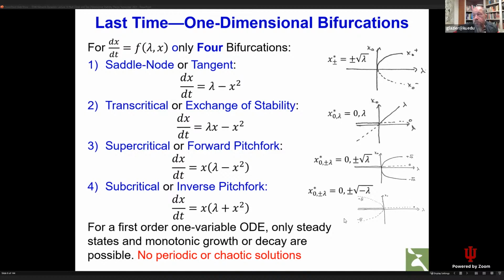The subcritical one simply flips the signs of that. And so we have a single stable fixed point that collides with two often unseen unstable fixed points to give us a single unstable fixed point. So those are the four one-dimensional bifurcations. And then we did a little theorem to show that, in fact, there are no periodic or chaotic solutions in one dimension. Unless we have time delays, you can't have anything except stable or unstable fixed points in 1D.